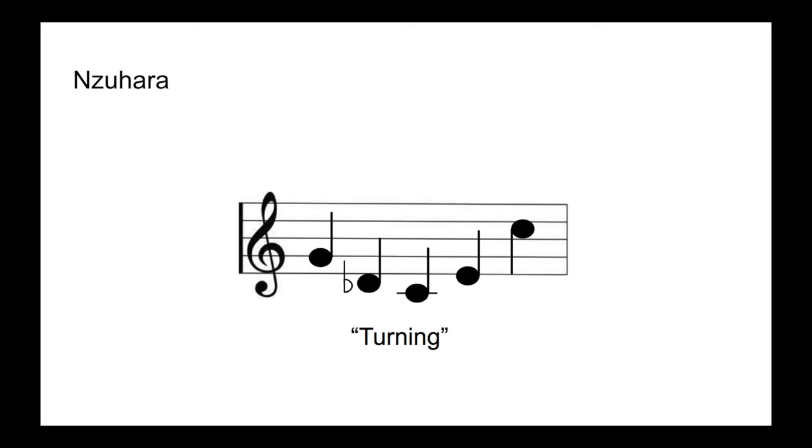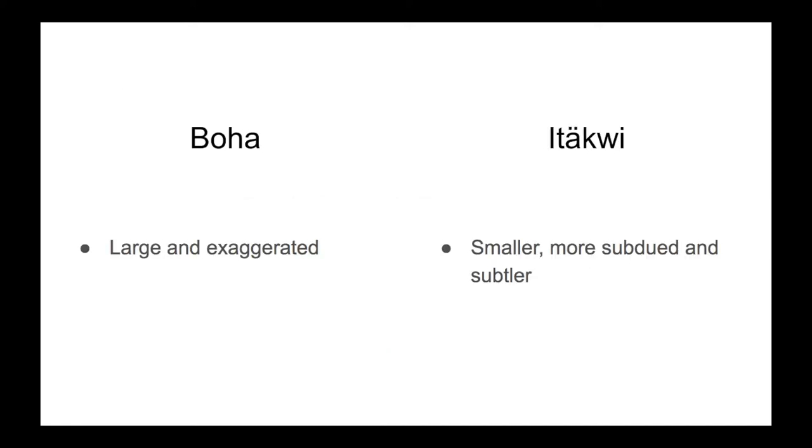the pitch contour. All of these can be either boha, or large, when they're very melismatic and exaggerated, and carry a heightened emotional connotation, or itekwi, meaning small, which conveys a more subtle feeling.